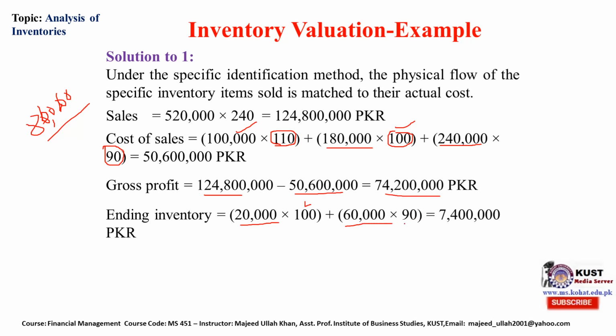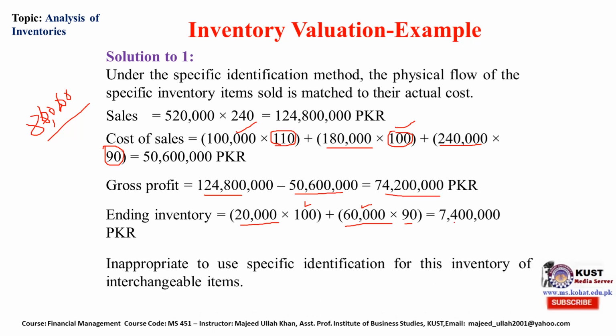So we identified that 60,000 from second shipment. So the third shipment have been remain in inventory, 20,000 from the second shipment. So inventory cost is 7.4 million PKR. But it is inappropriate to use specific identification method for this inventory because these are interchangeable items. These are similar items, so for every kg you don't identify that this kg is different from this kg of soap.